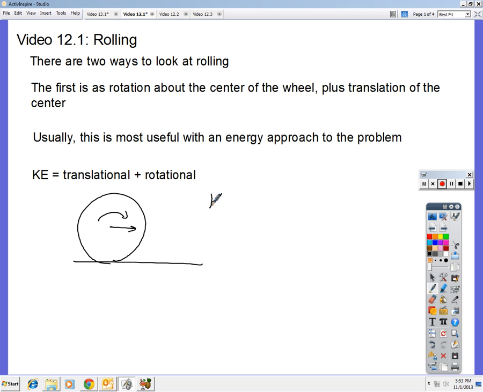So we'd say the total kinetic energy of the wheel is 1/2 mv squared plus 1/2 I omega squared. But if the wheel's radius is r, then omega equals v over r, and so it would be 1/2 mv squared plus 1/2 I v squared over r squared. And that is the easiest thing to think about from a conceptual point of view.